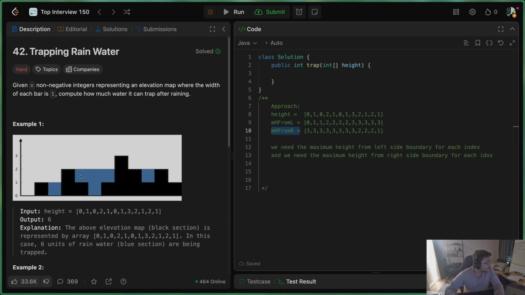Similarly, for this position, we again have on the right maximum as 3, and from the left the maximum is 2. So we take the minimum of both of them because this will be bounded by the minimum. The minimum is 2, and then we subtract the current height, which is 1 for this position, and then 2 minus 1 is 1 unit of water here.